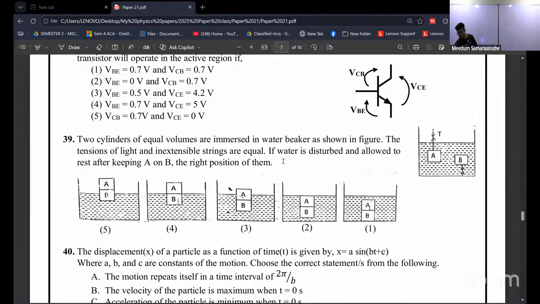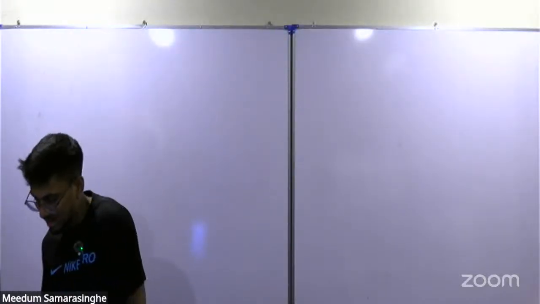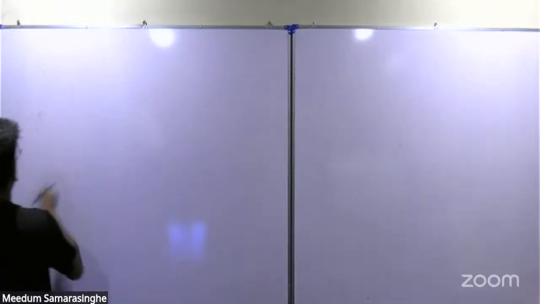If water is disturbed and allowed to rest, after keeping A on B, what is the right position of them in the water? The liquid is water. They have equal volumes. That is the most important point. That is the question, the 39th one.